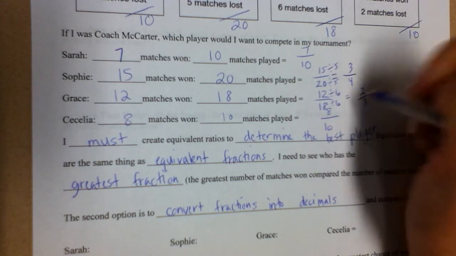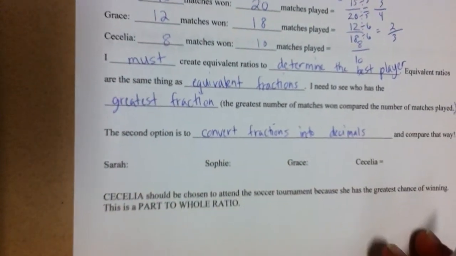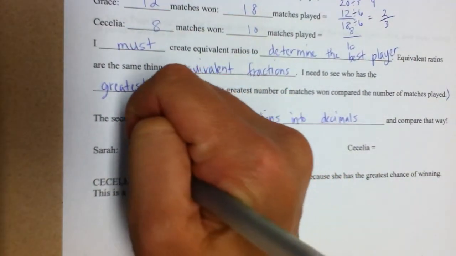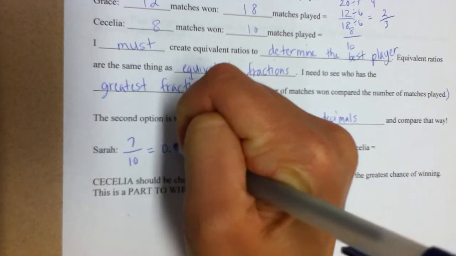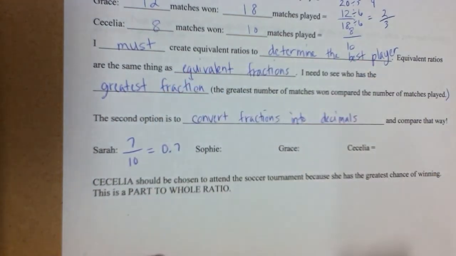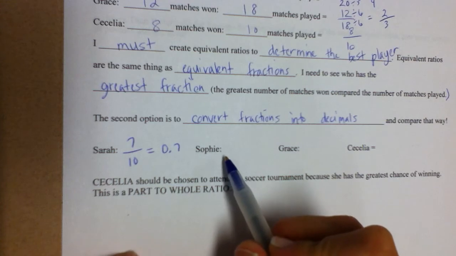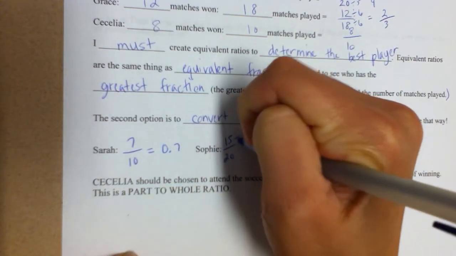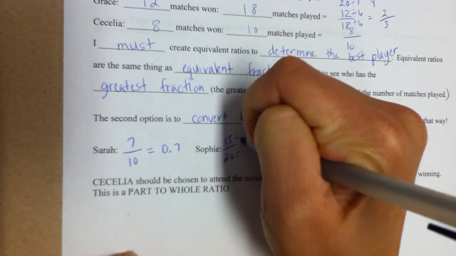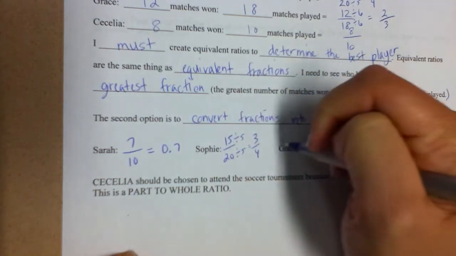8/10 I can, well, you know what? I'm going to leave 8/10 as it is. Because when we go down here, Sarah we know is 7/10, and that, as a decimal, is 0.7. Because tenths is one of my place value fractions. Plus, it should be a fraction that you memorize, a benchmark fraction. Sophie had 15/20, which I can reduce, which we already said, to 3/4. 3/4 is another benchmark fraction.